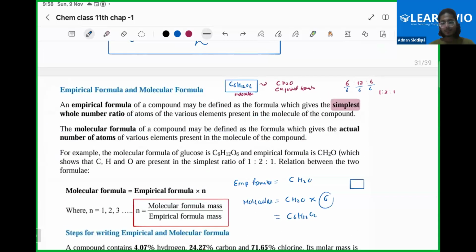Thank you very much. You have this PDF, right? What I want you to do is do the NCERT questions.